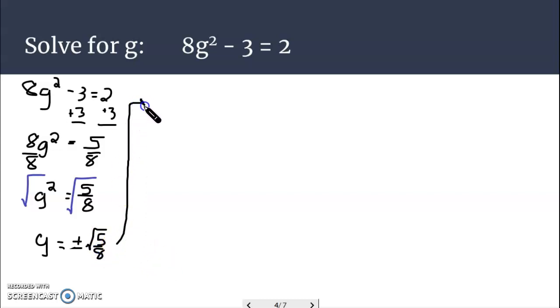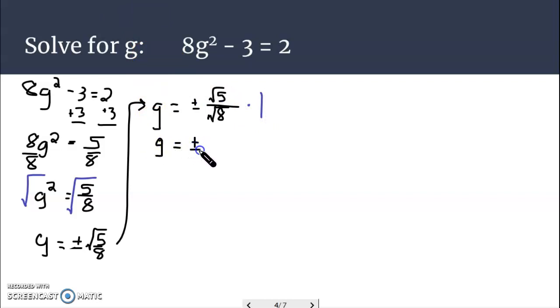Now here's the thing. Really can't have the square root of a fraction, and here's why. If g equals plus or minus the square root of 5/8, that could be rewritten as square root of 5 over square root of 8. And we are definitely not allowed to have a radical sign or square root sign in the denominator. So here's what we're going to do. We're going to multiply it by 1. But we're going to rewrite 1 a different way.